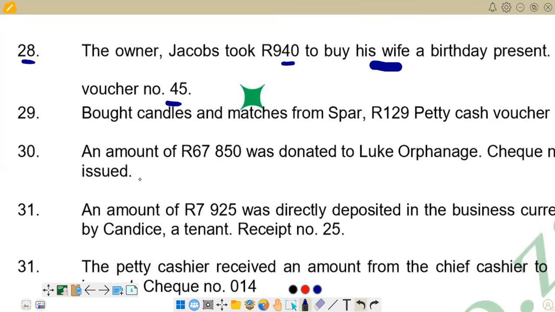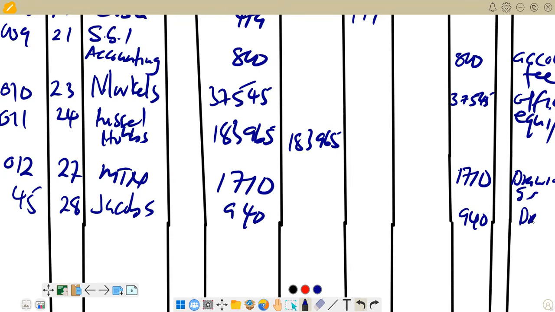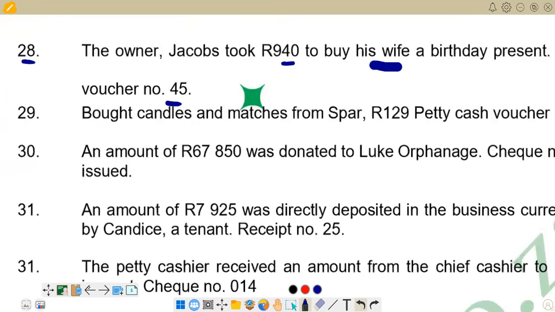So we can go to the other section and summarize that on the payment journal. We are still here. So what are we saying? Document number 45, and then we've got 28, the date, and then this is money for Jacob, and then the amount is 940, and these are drawings here. We are also putting our 940 here for drawings. So this is what we have, and then we can go back and check what we have next.